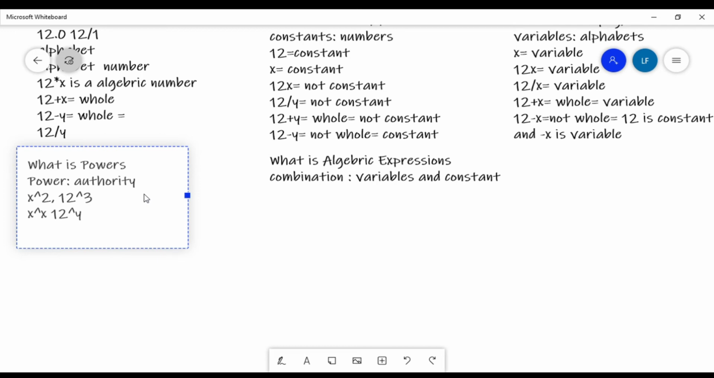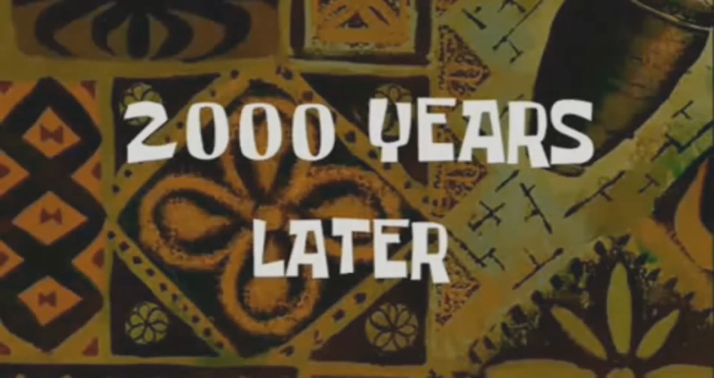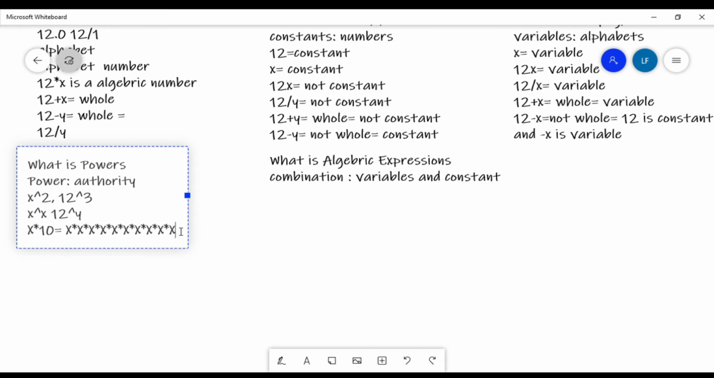But how can we visualize the power? Let's take the example x to the power of 10. Well, x to the power of 10 is nothing but x multiplied, you guessed it, 10 times. So if you visualize it, we can say x into x into x, and so on, up to x into x. This means that x is being multiplied 10 times, which means that x is raised to the power of 10.